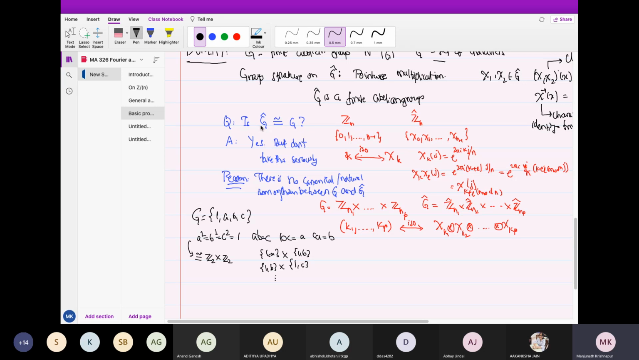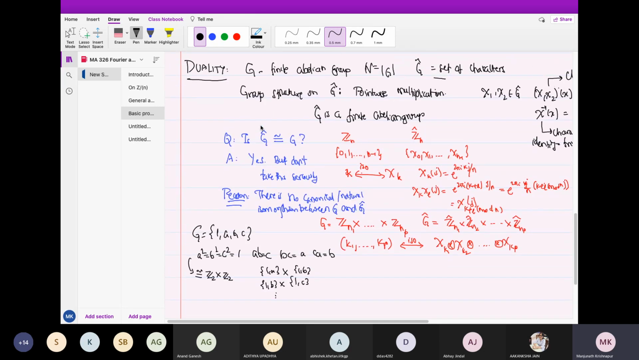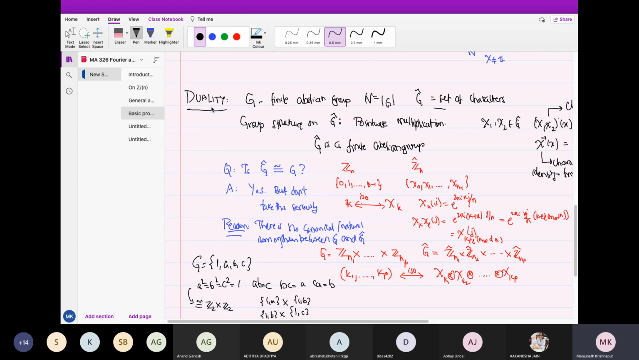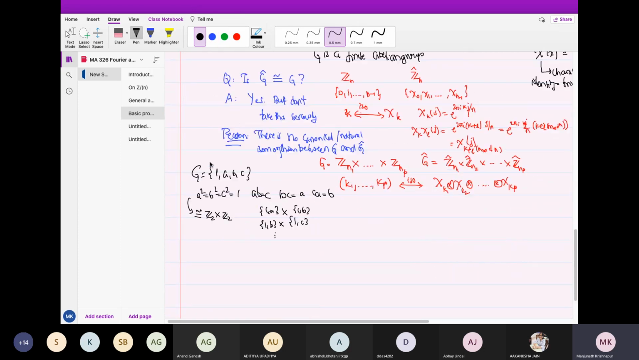Okay, so we de-emphasize this. This is exactly like with vector spaces. If you have a finite dimensional vector space, the dual vector space is also a vector space of the same dimension. So obviously they are isomorphic, but there is no natural isomorphism between a vector space and its dual. But there is a natural isomorphism between a vector space and its double dual. That's exactly what is going to happen here. G hat is not isomorphic to G in a natural way, but G hat hat is going to be isomorphic to G. So that's where the duality comes.